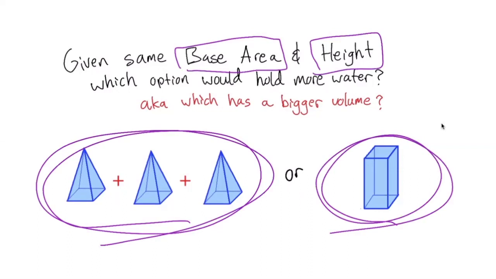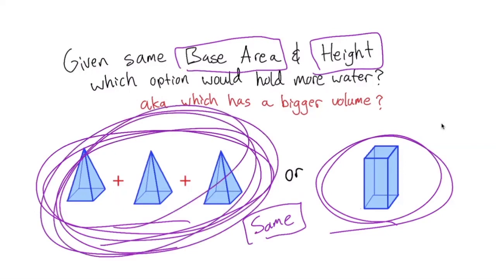The answer to this is neither. They're both going to have the same volume. If you take three of these pyramids, the three volumes together should equal the volume of your prism. And a little demonstration right here.